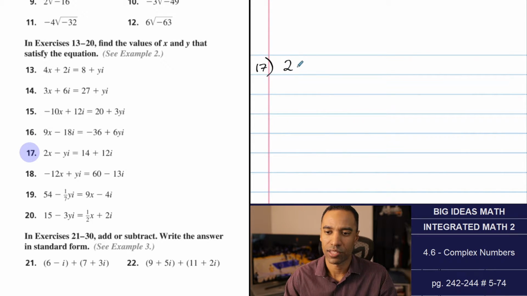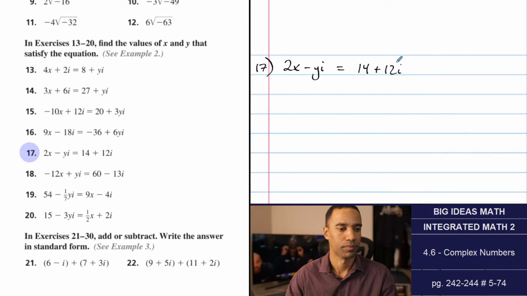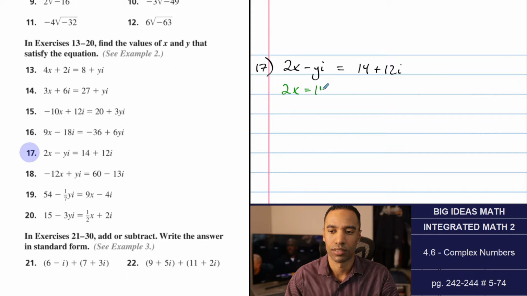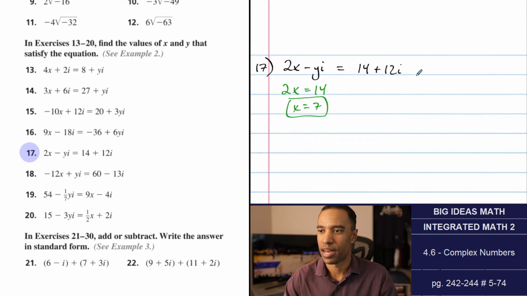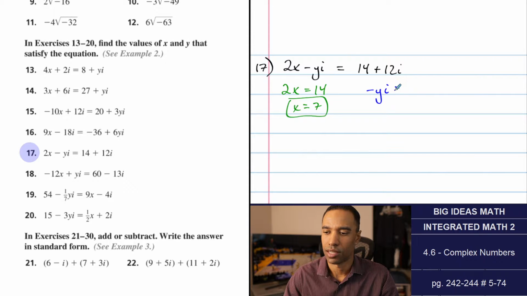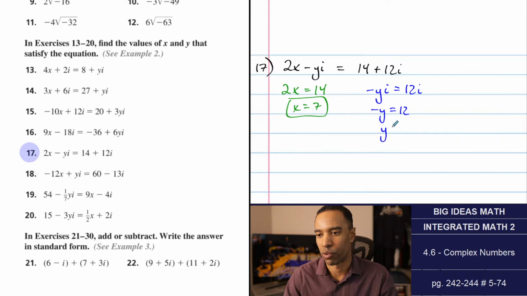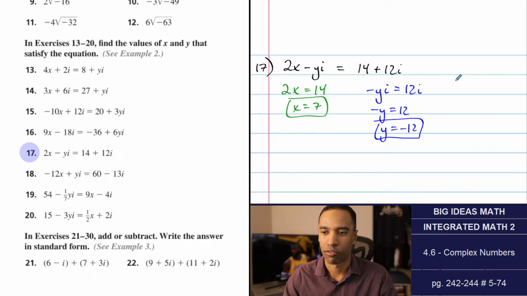Number 17. We have 2x minus yi equals 14 plus 12i. We're going to set 2x equal to 14. Divided by 2, x is 7. We'll set negative yi equal to 12i. So negative y is 12, therefore y is negative 12. That full result is 14 plus 12i, right? 14 plus 12i is the number.